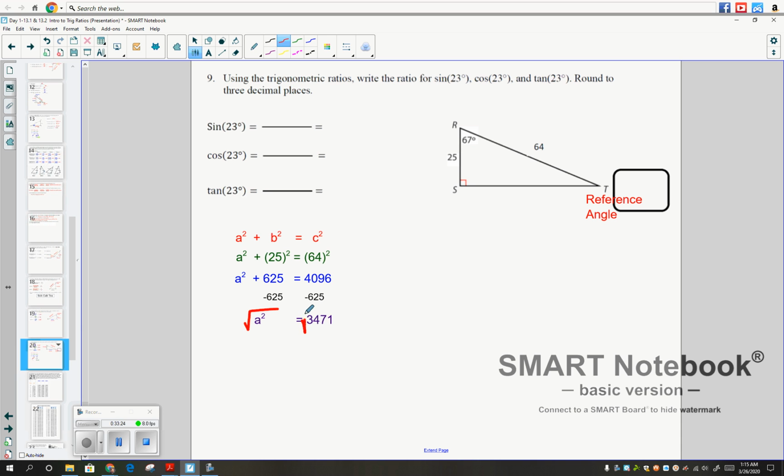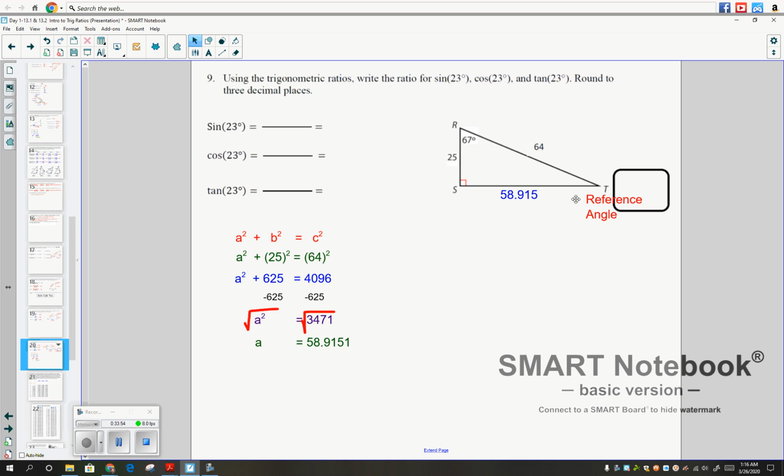Take the square root. Square root of 3471 is 58.9151. Well, notice I want 3 decimals. So the 1 is below a 5, so it tells me to round up, so I'm going to leave it as 0.915. 58.915 is my answer. Go ahead, pause the video right now, and I want you to try these on your own.